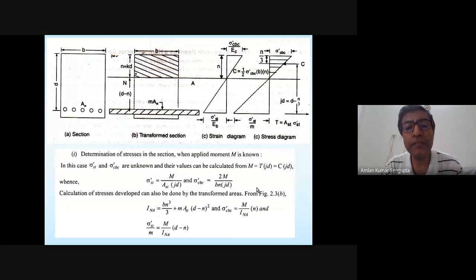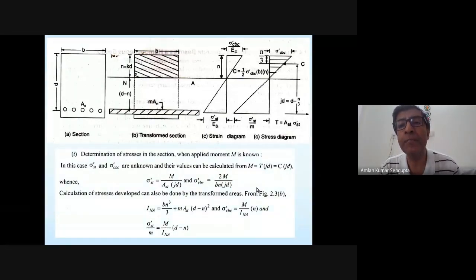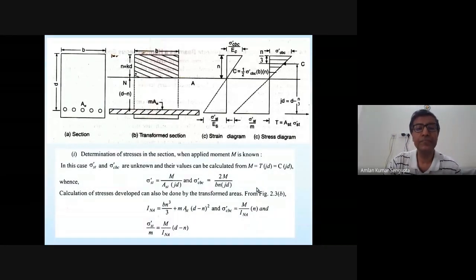Another important thing you will note here is that the expressions of stresses we are seeing today can also be found using the moment of inertia of the cracked section. Yesterday we found the stresses for a moment less than the cracking moment, and hence we used the moment of inertia of the gross section. But once the moment exceeds the cracking moment, we have to use the moment of inertia of the cracked section. Please note the difference.